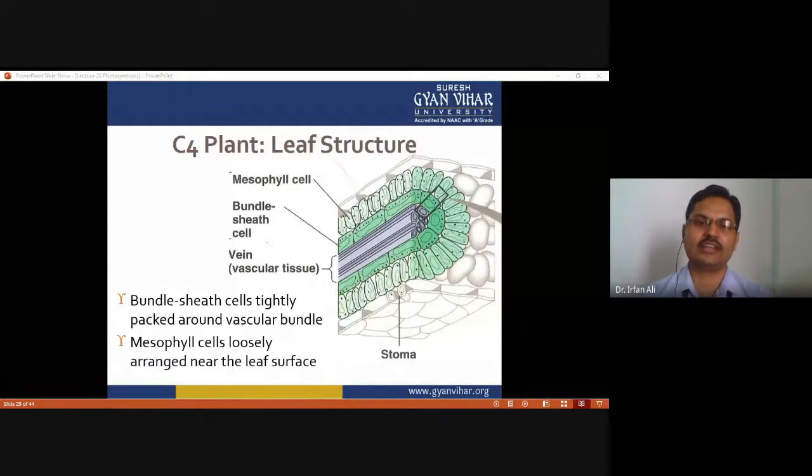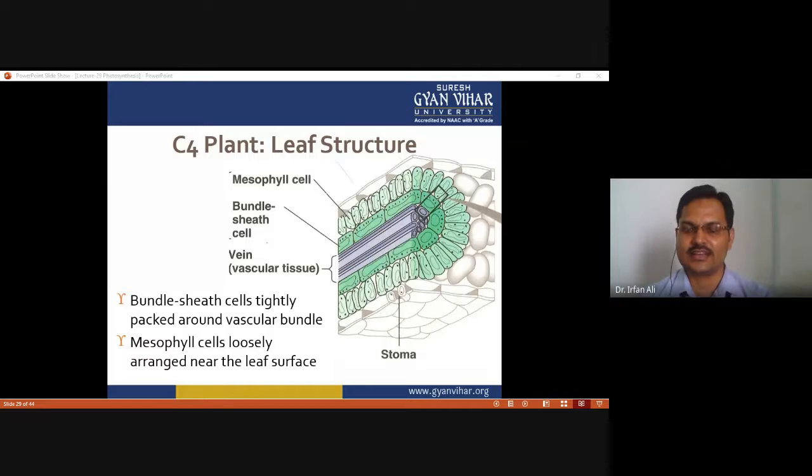So what is the difference between the normal plant and the C4 plant? This is called structural separation. You have to see that there are two kinds of cells developed in the leaf. The first one is the mesophyll cells, and the second one is the bundle sheath cells. So now this is structural separation.